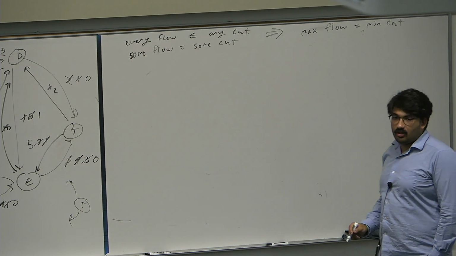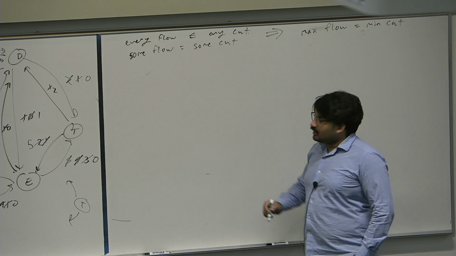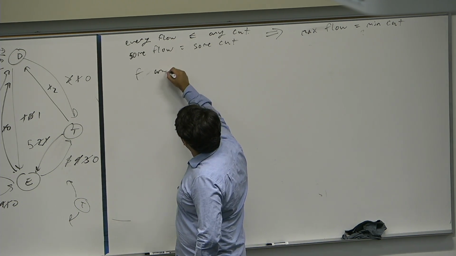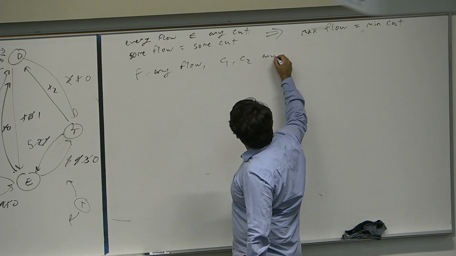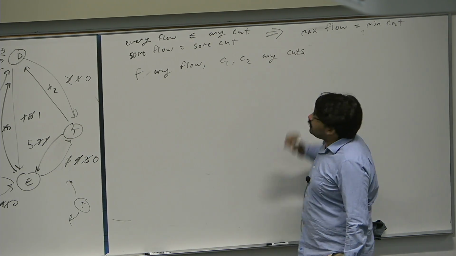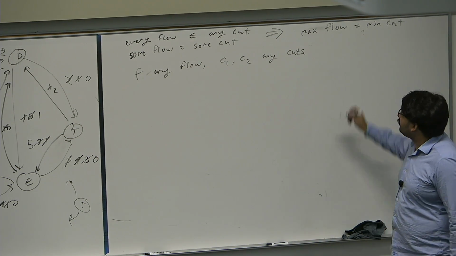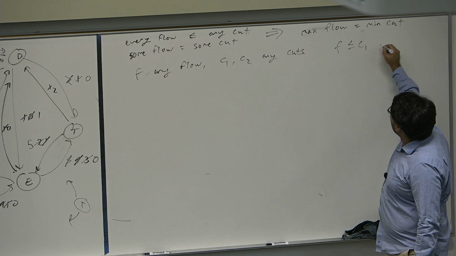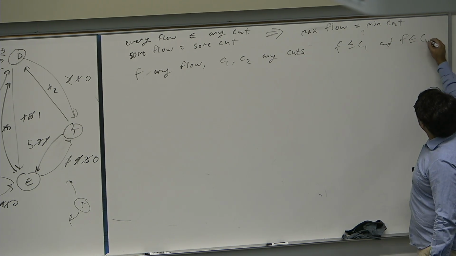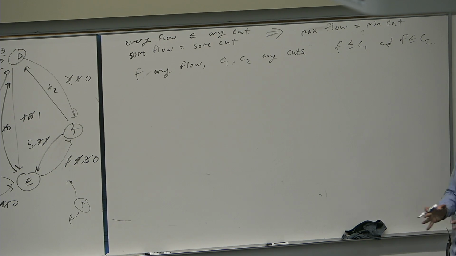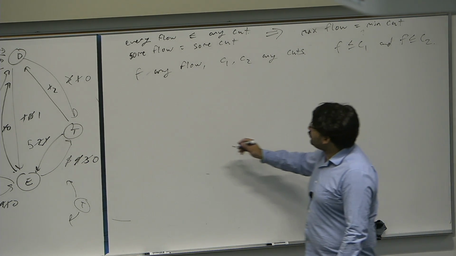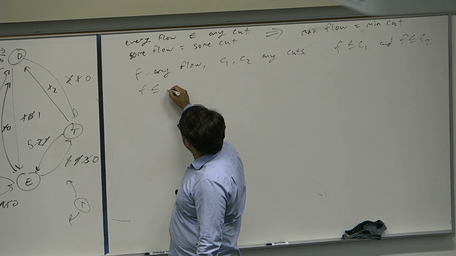Why is every flow less than every cut? Let F be any flow, and C1, C2 any cuts. We observe by the whole bottleneck property that this flow is less than C1 and F is less than C2, right? No matter how you position those cuts, the flow has to go through both of those. So it must be less than both of those. But then from there we know that F is less than the min of both of those, right?